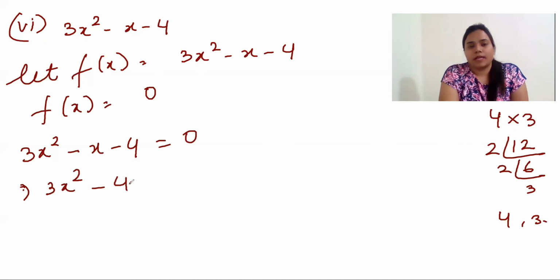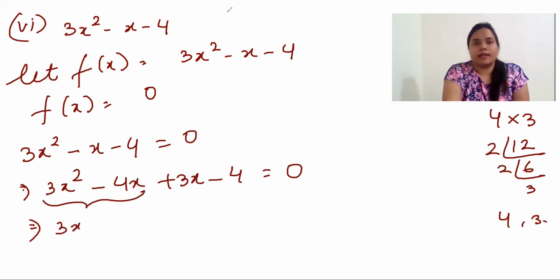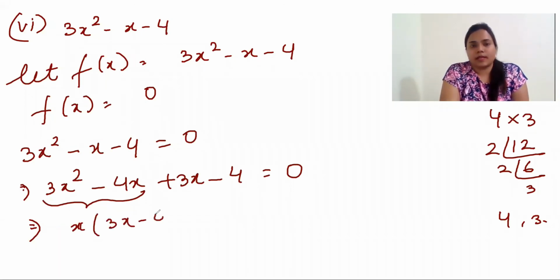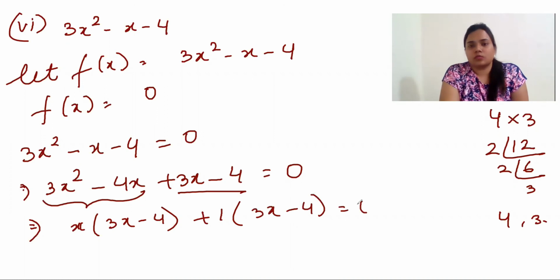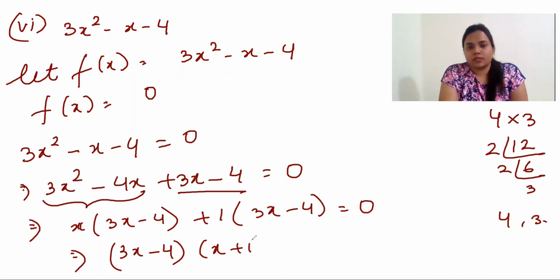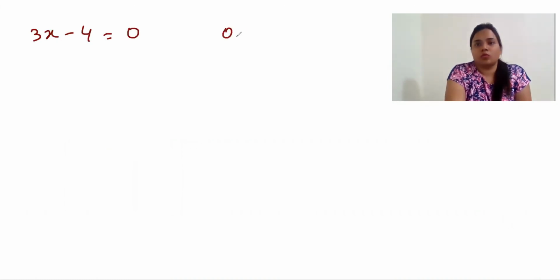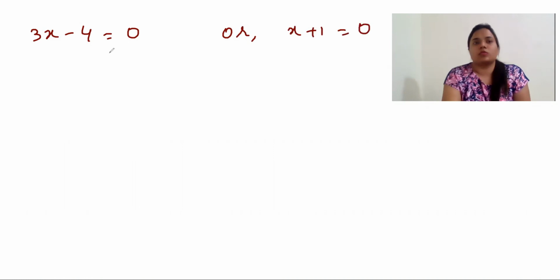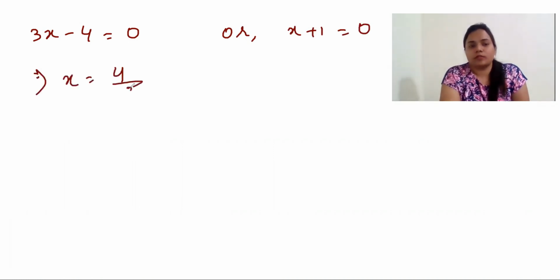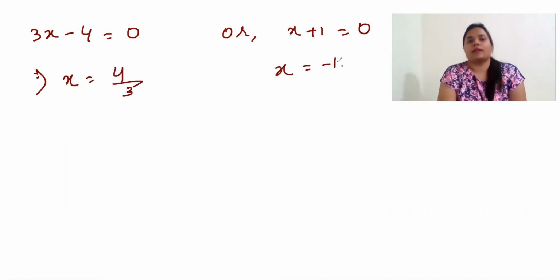3x square minus 4x plus 3x minus 4 is equal to 0. From these two we can take x only common. So I will be left with 3x minus 4. From this I can take only one common, 3x minus 4. So 3x minus 4 and x plus 1 is equal to 0. So either 3x minus 4 is equal to 0 or x plus 1 is equal to 0. So in this case, x will be 4 by 3. In this case, x will be equal to minus 1.